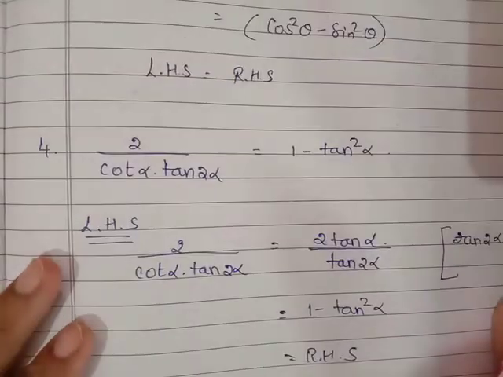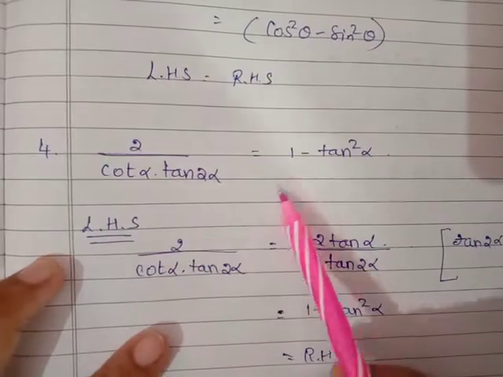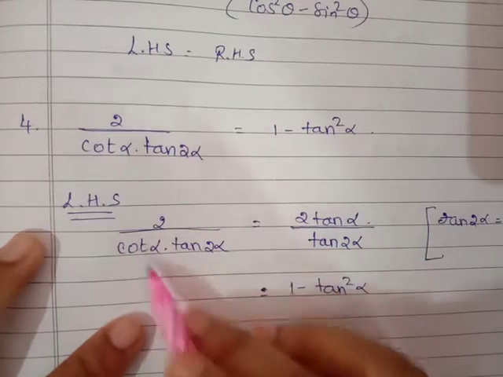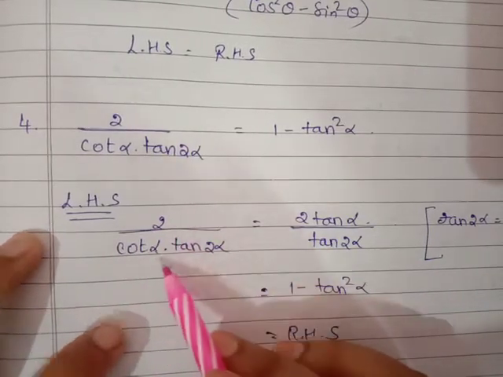Okay, let's move on to question number 4. 2 by cot alpha into tan 2 alpha is equal to 1 minus tan square alpha. Okay, so we are considering LHS. So 2 by cot alpha. So cot alpha is 1 by tan alpha, so 1 by cot alpha is tan alpha.